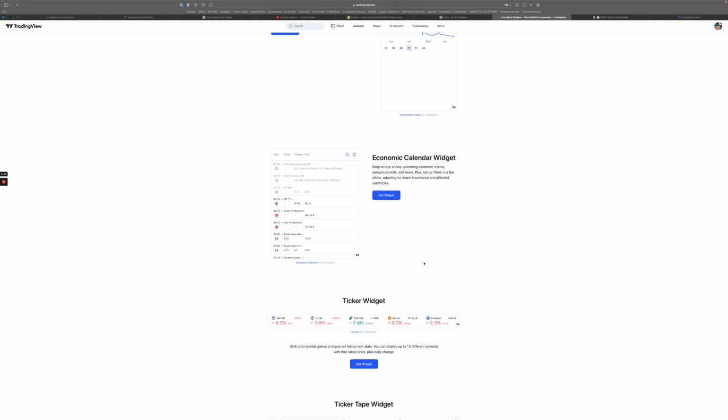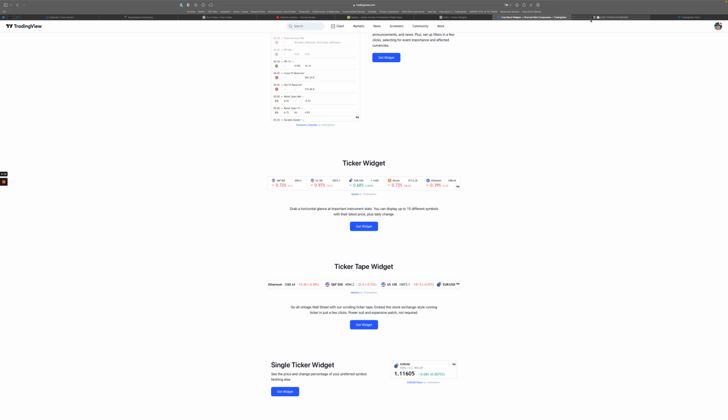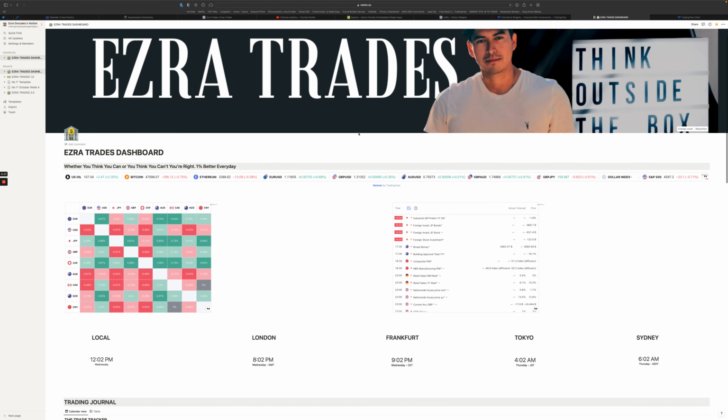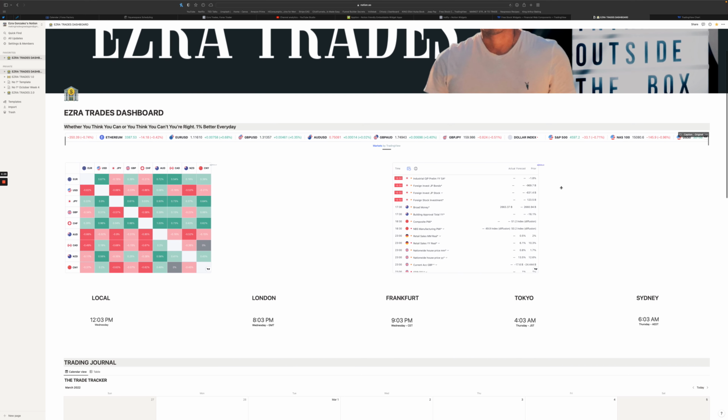So you might want to change some of these. I have the ticker tape and a couple different ones. And here you can see it's a ticker tape. It has the major currency pairs, the S&P, NASDAQ. It has Bitcoin, Ethereum, gold. Just a couple basic things. Just something that, when I'm trading, I want to make sure that I'm aware of everything that's out there.